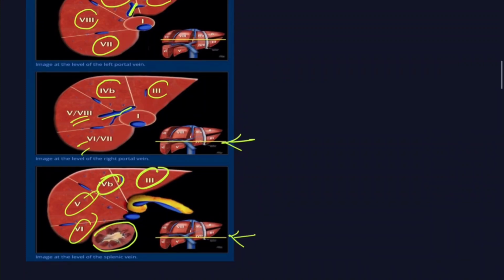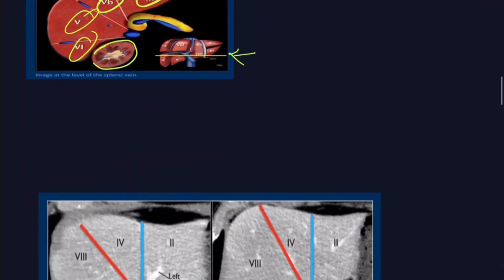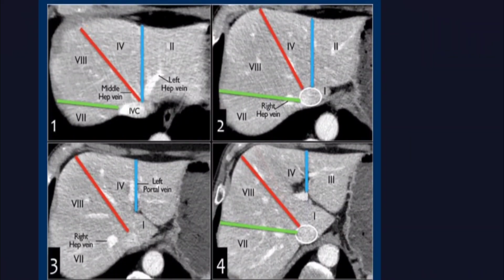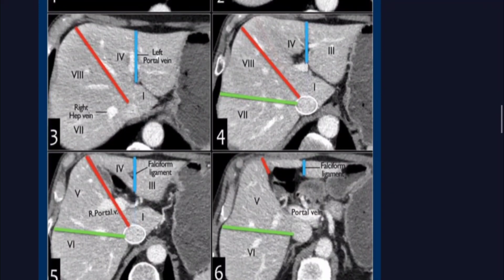Okay. Now how to separate the liver segments on cross-sectional imaging. Okay. So let's see the plane of the middle hepatic vein. Okay, we have to draw a line along the middle hepatic vein joining to the IVC, running across the gallbladder and the IVC. This is division of middle hepatic vein into right lobe and the left lobe.